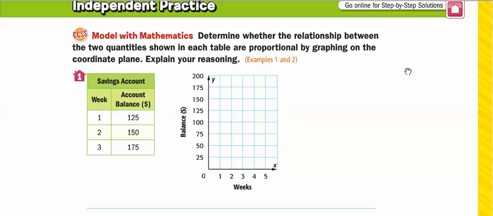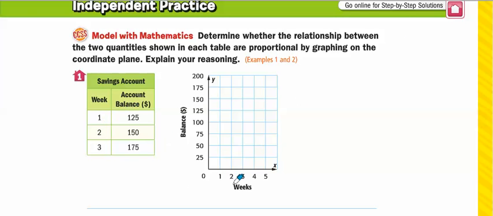So the first problem, number 1, says determine whether the relationship between the two quantities shown in each table are proportional by graphing on the coordinate plane. Explain your reasoning. So we've got, for week 1, the account balance was $125. For week 2, it was $150, and for week 3, it was $175. So what we're going to do is go ahead and graph these 3 points.